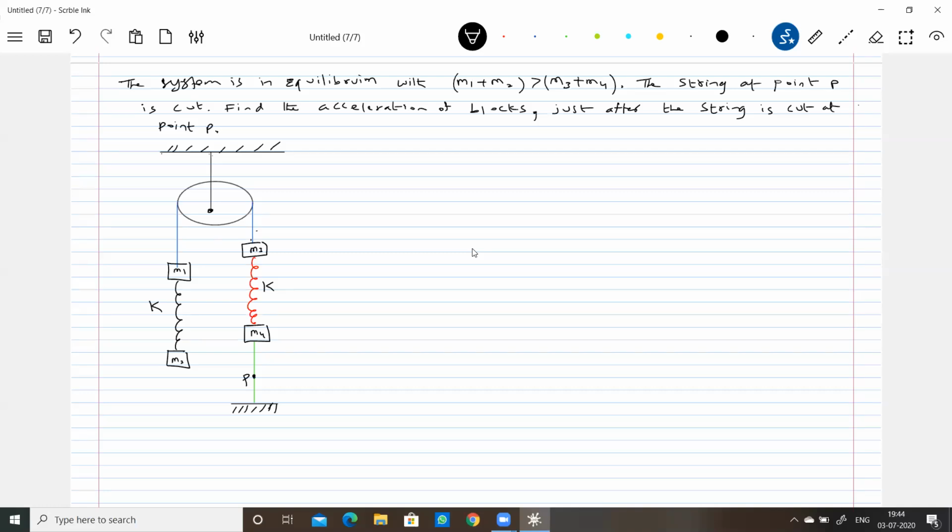The weight M2G, the masses. So here the weight M2G, or we can show individual. So rather than this, I'll try it here only. This will be M2G. So here the elongation in the spring, so let it be Kx1.